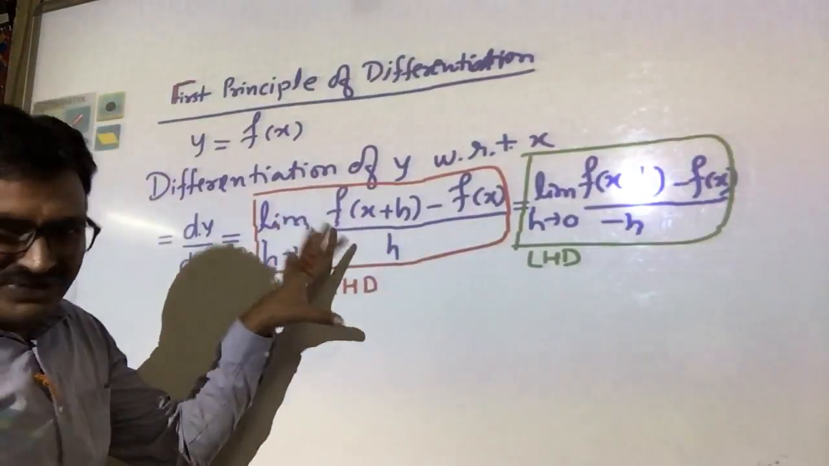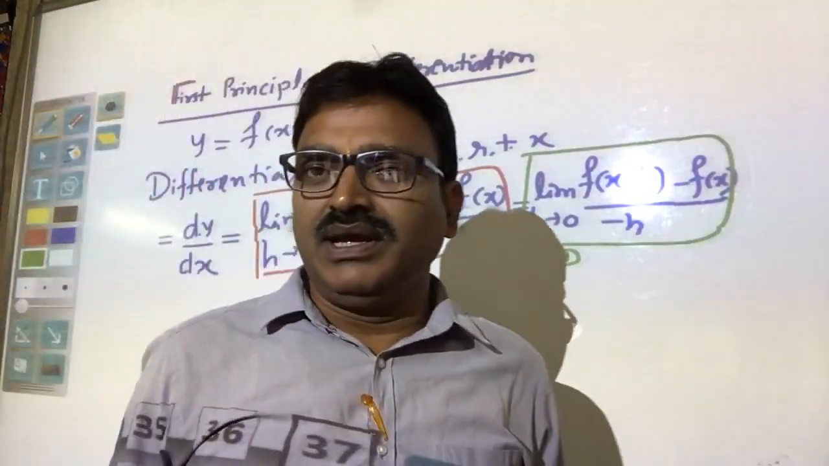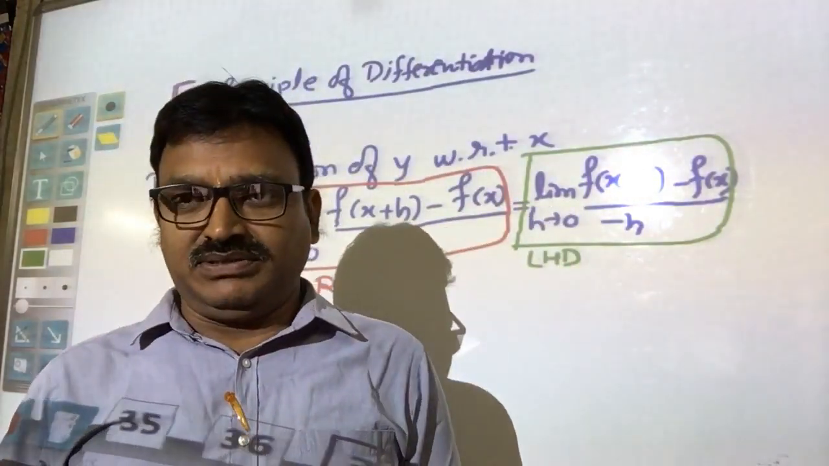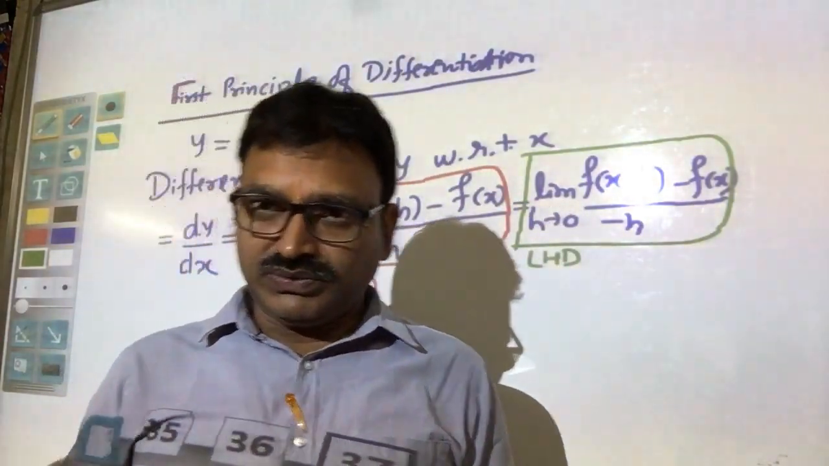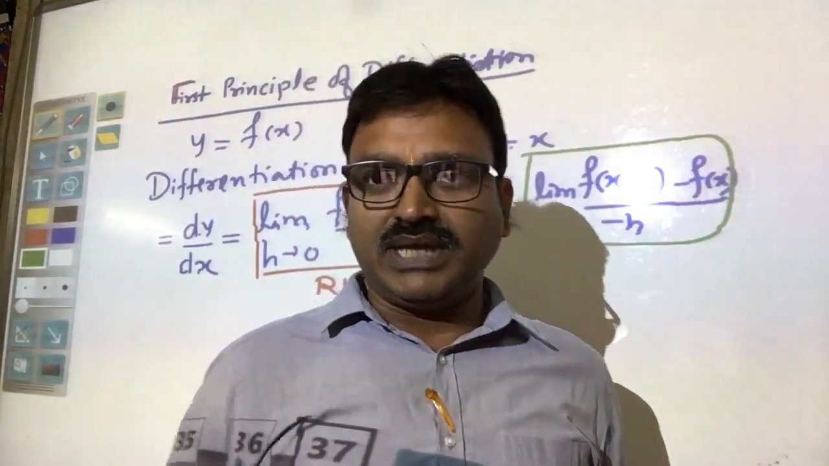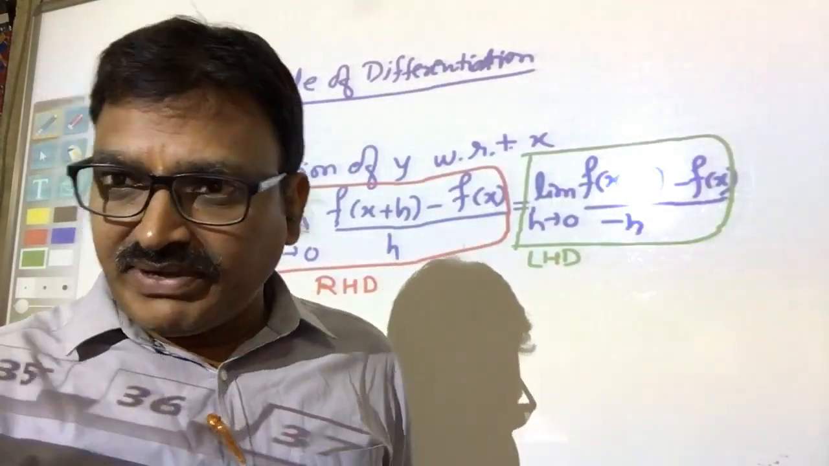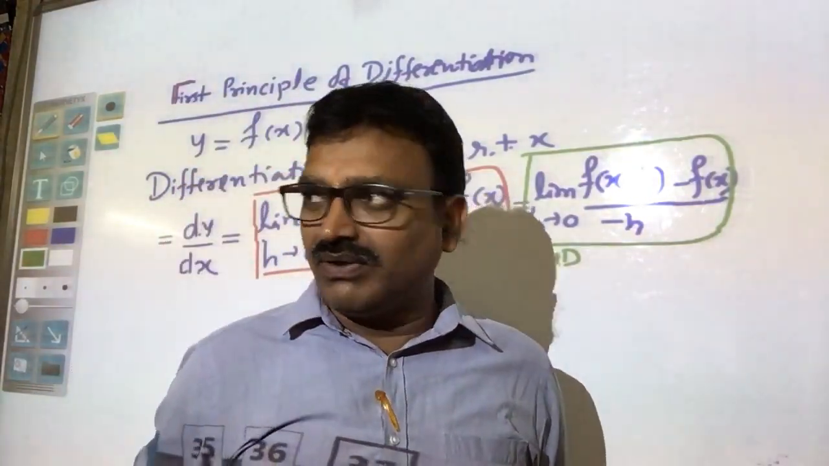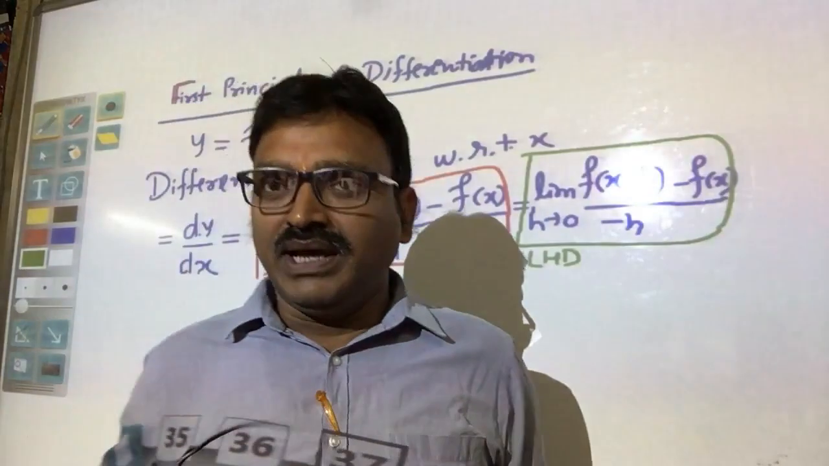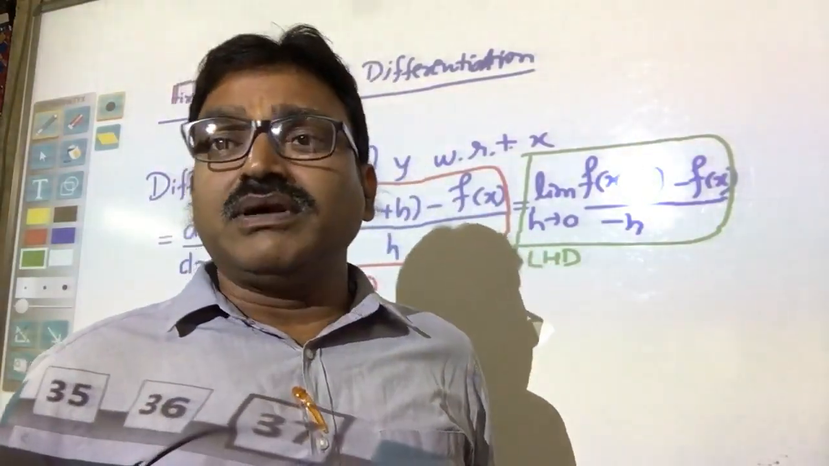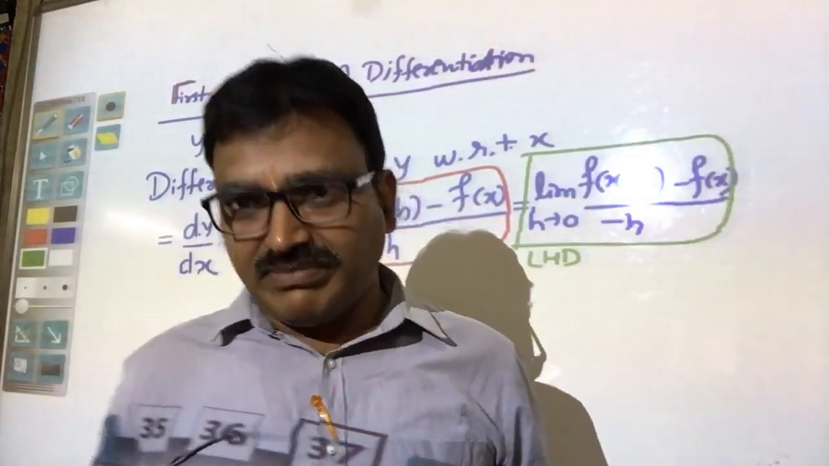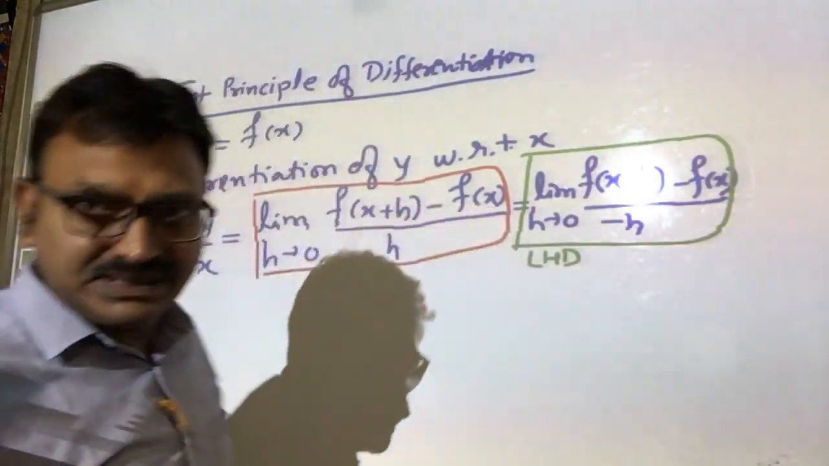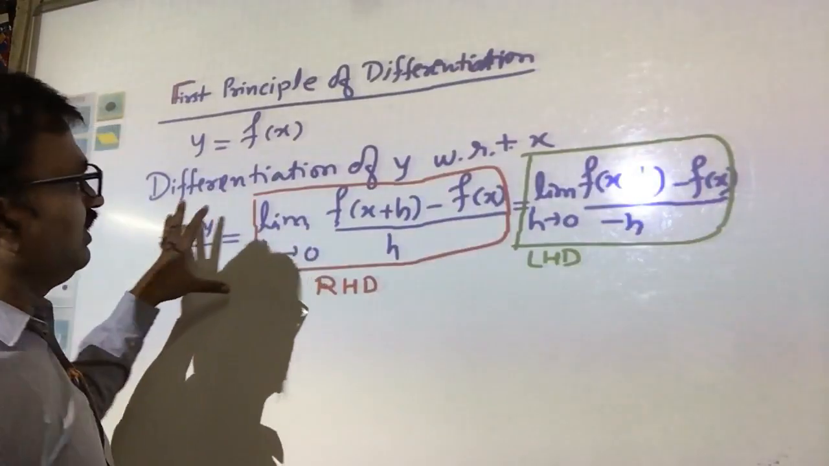So generally we will use the right hand derivative. But if we want to check the differentiability of a function, then we have to calculate both types of differentiation, left hand and right hand. Many functions are not differentiable at a particular point or interval, and some functions are always differentiable. So now we will see some examples. So student, this is the differentiation.